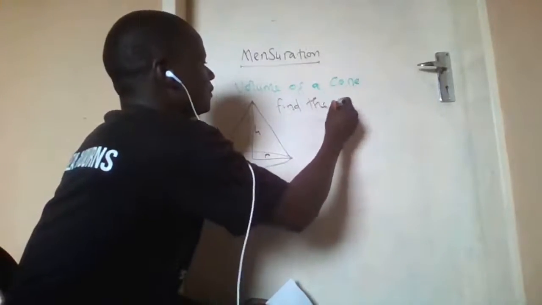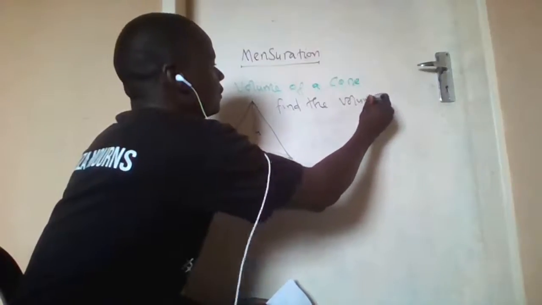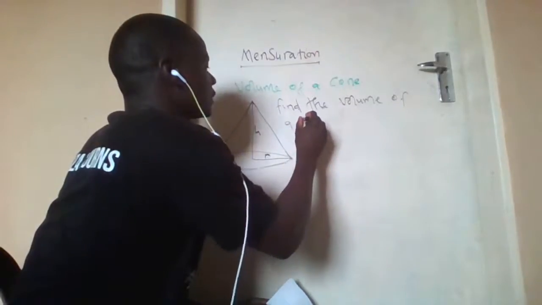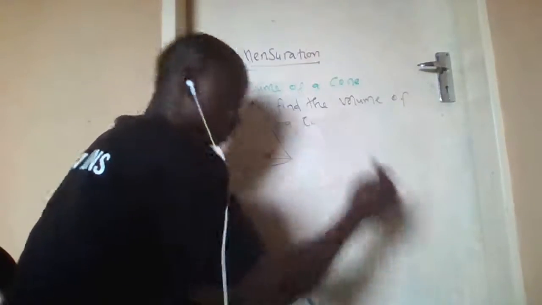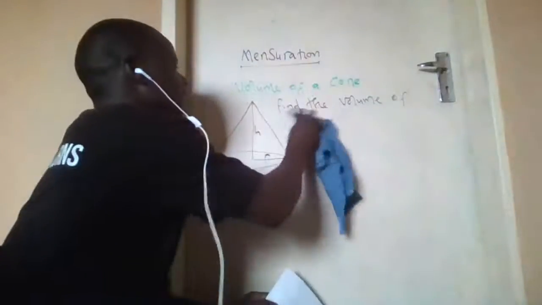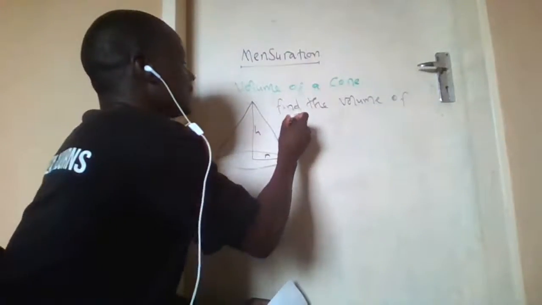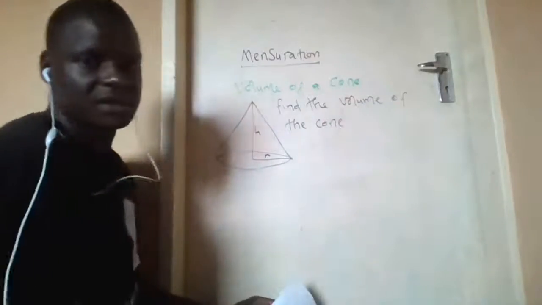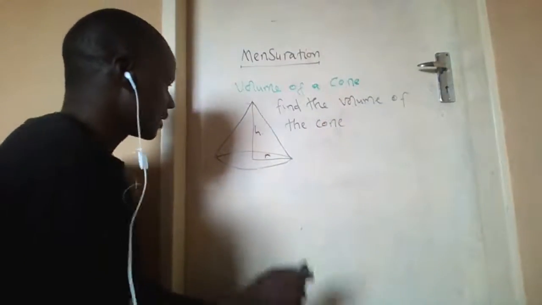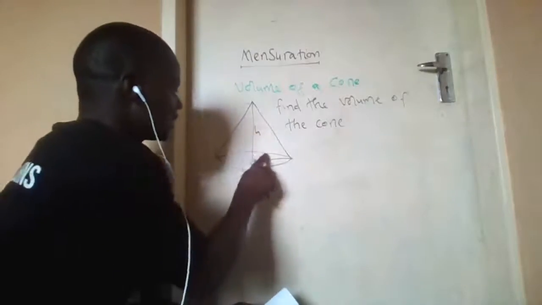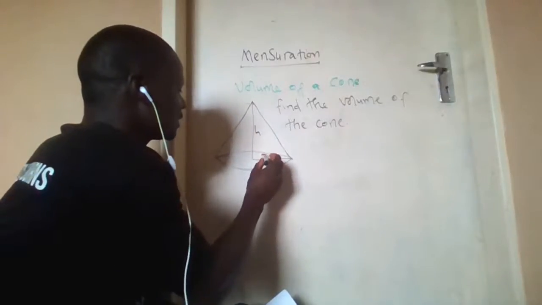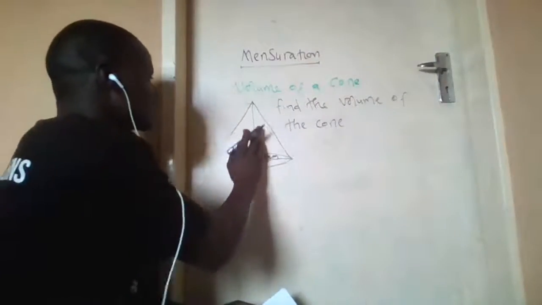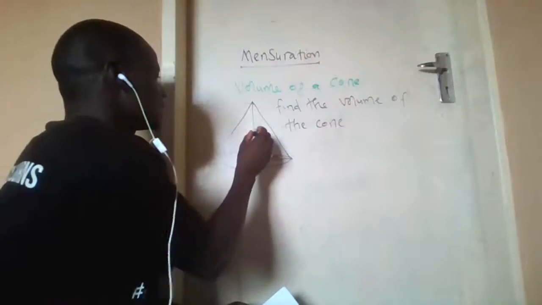Find the volume of the cone. The radius that we have been given is 7 centimeters. The height is 10 centimeters.